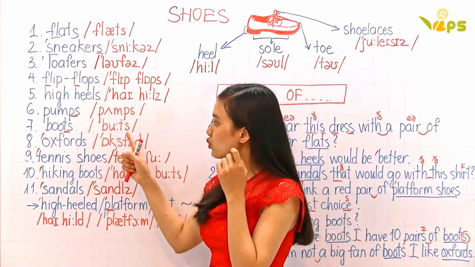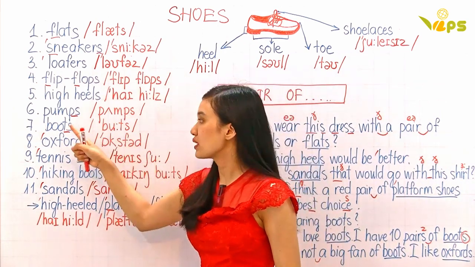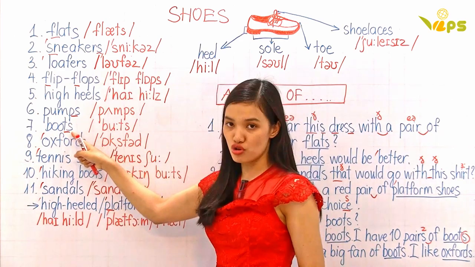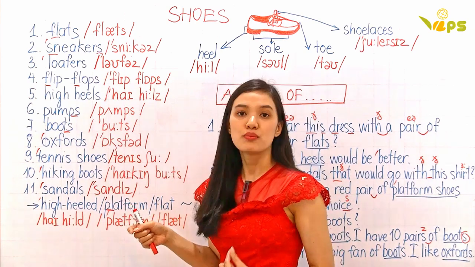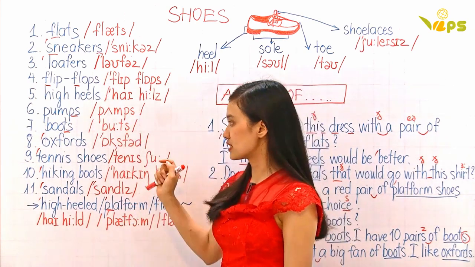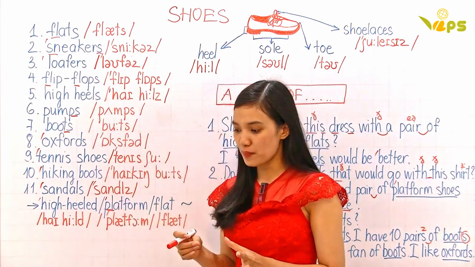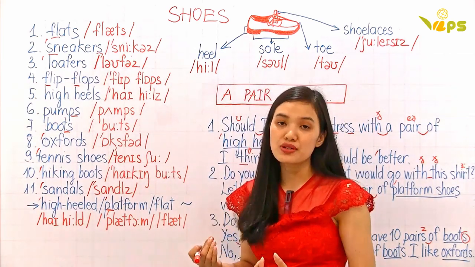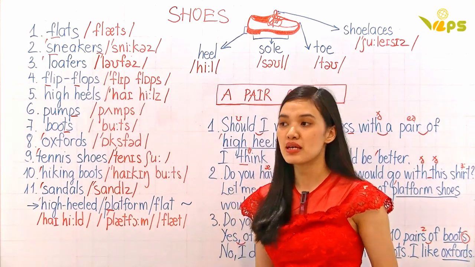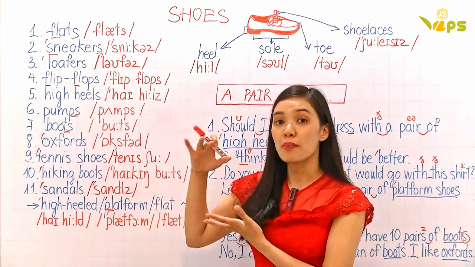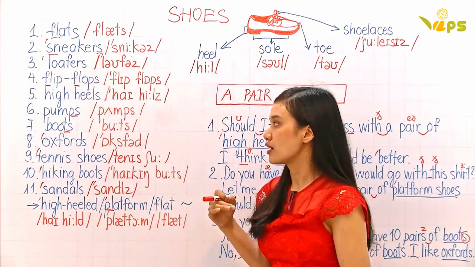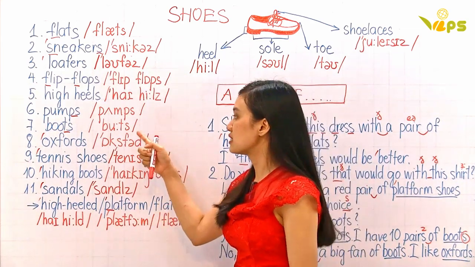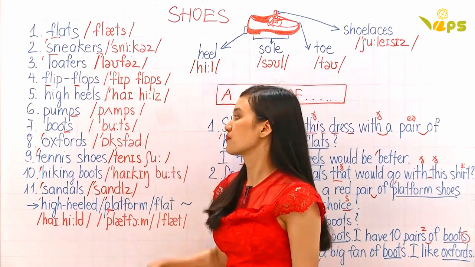Number seven, boots. Don't say "boot-ts". When T and S go together, we just pronounce S strongly. Boots. Boots are just like your shoes, but they cover not just your foot, but also your ankle and maybe the lower part of your legs, okay? Usually you use boots in the winter to keep you warm.